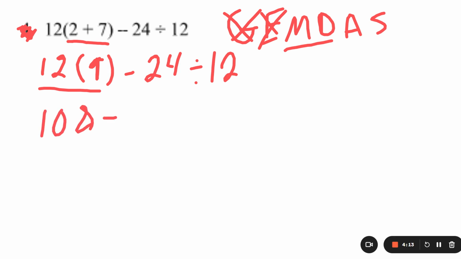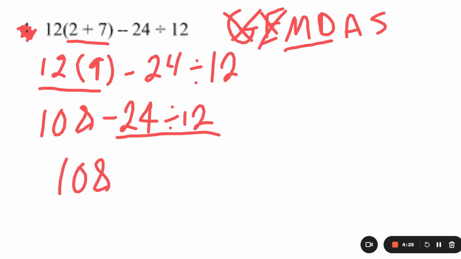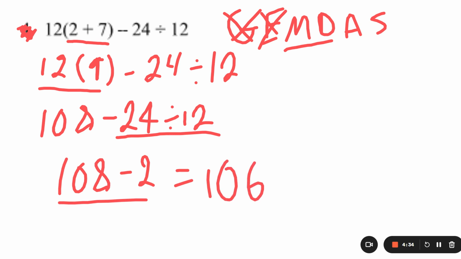108 minus 24 divided by 12. All right. I'm still on multiplying and dividing because next I have this division part right here. So 24 divided by 12, that is going to give me 2. So 108 minus 2 is going to be my next part. And then 108 minus 2 is going to give me 106 as my final answer.